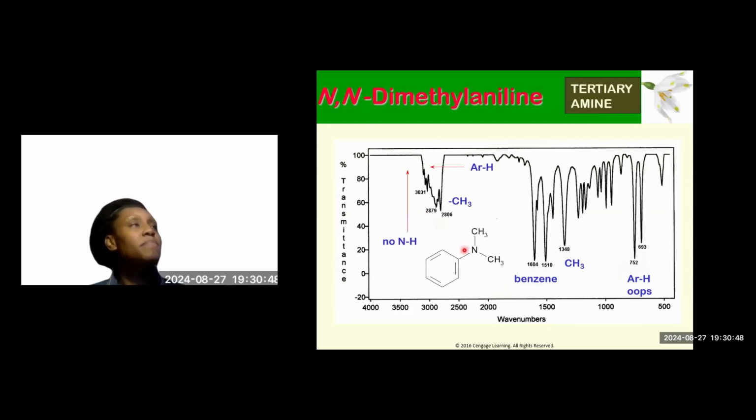So with this one, again, it's aromatic. And so you have that activity here. But if you notice, there is not an NH group here. Because there's not an NH group here, it's because this is a tertiary amine. Okay, that is tertiary.